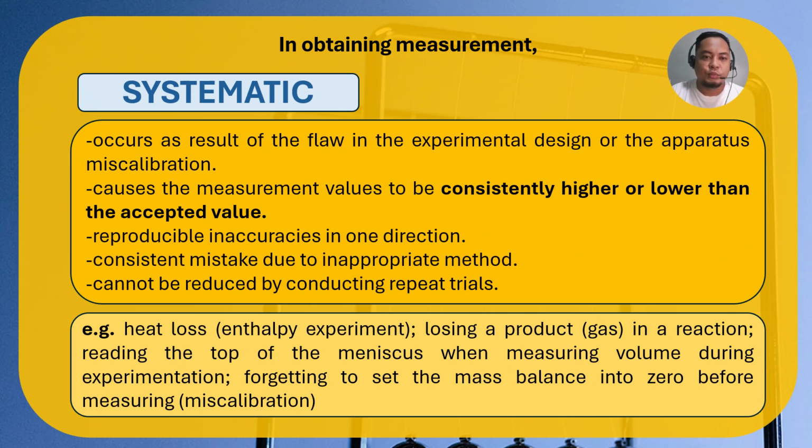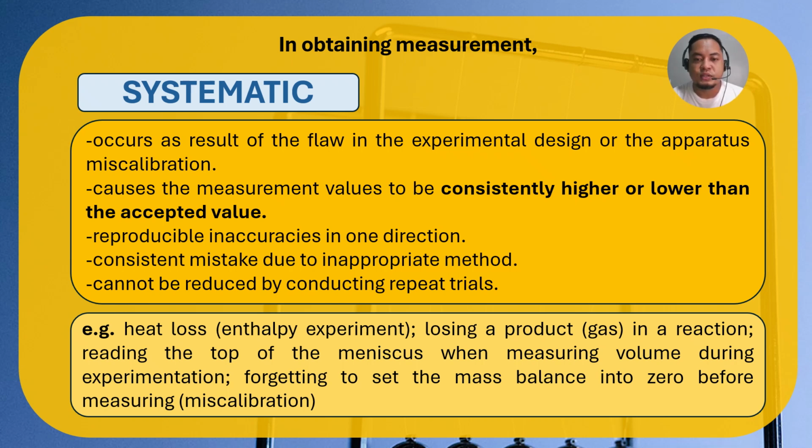On the other hand, we have systematic error. It occurs as a result of a flaw in the experimental design or apparatus miscalibration. You do the method in one direction, you do the experimentation, and the design, the framework, the method itself has something wrong with it, and then you produce the results of it. So this will contain systematic error. In the very first place, there is a flaw, a mistake in the experimental design or the framework or the apparatus itself. You never calibrated the apparatus correctly before conducting your method or experiment.